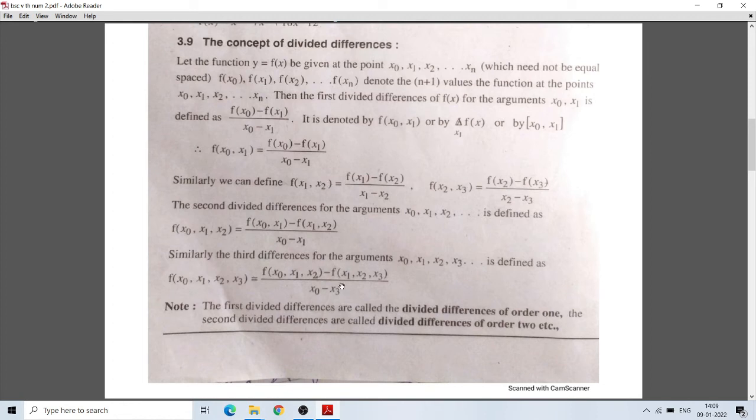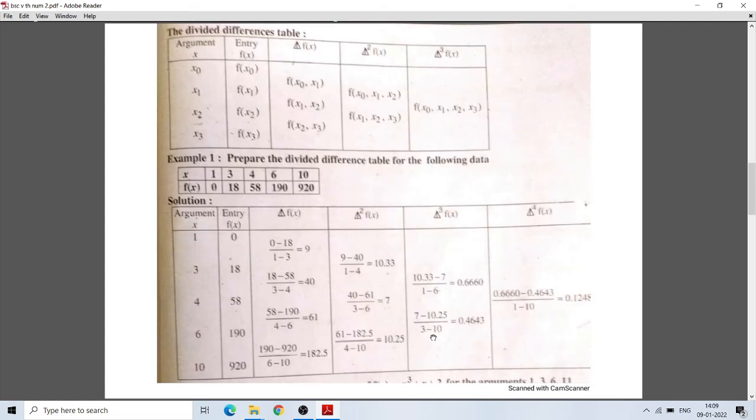Suppose the second divided differences are called divided differences of order 2, and the third are divided differences of order 3, 4, 5, up to order n. Now let us write how to prepare the divided difference table.